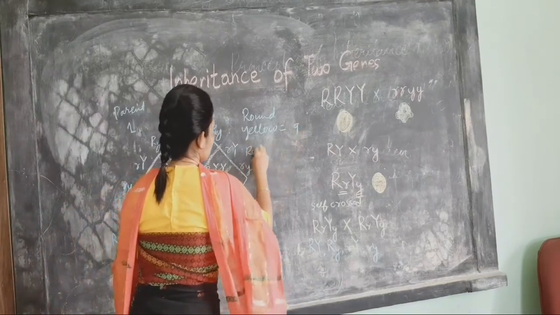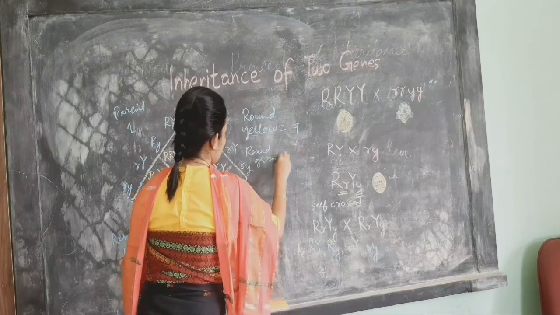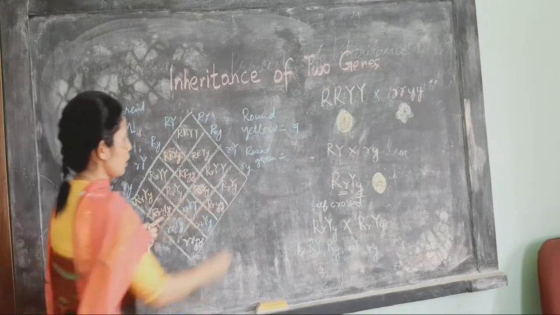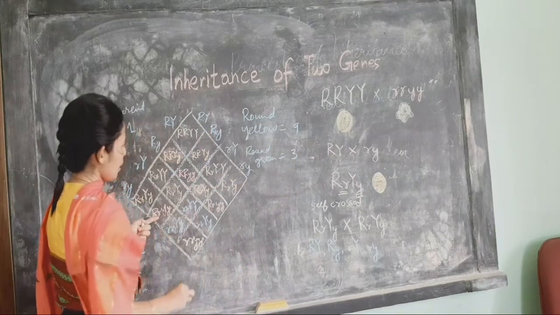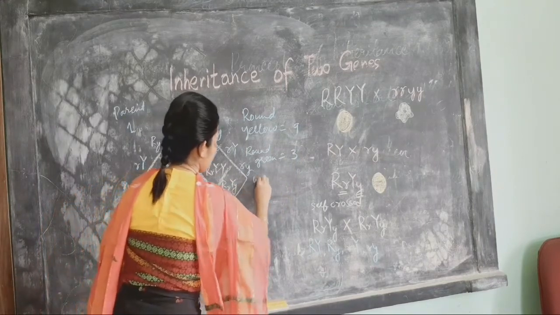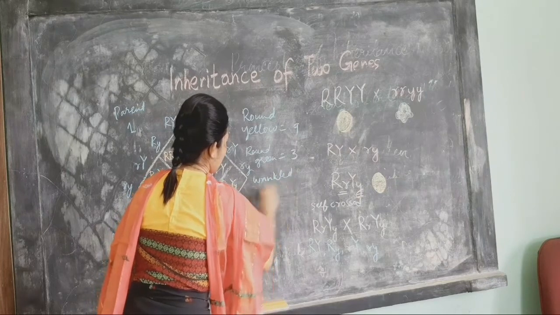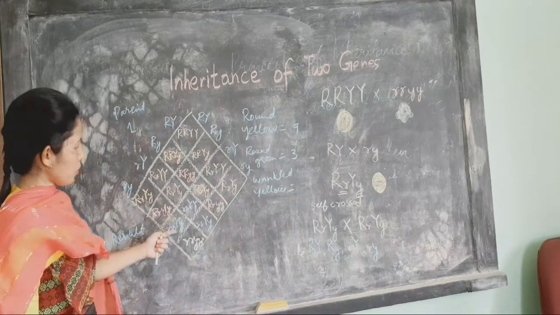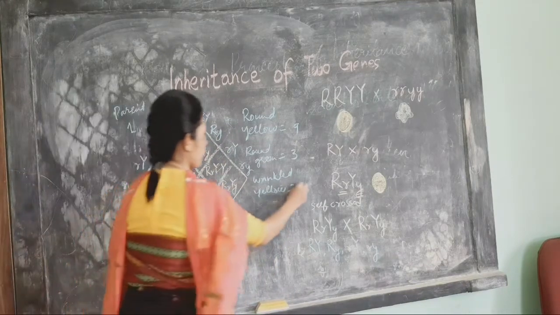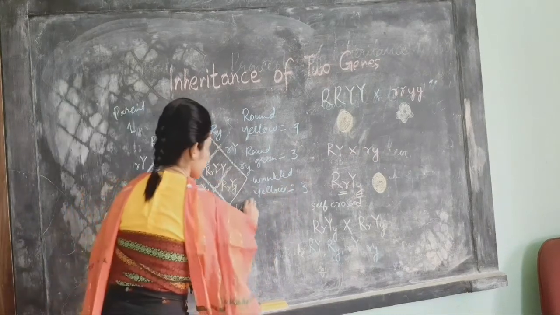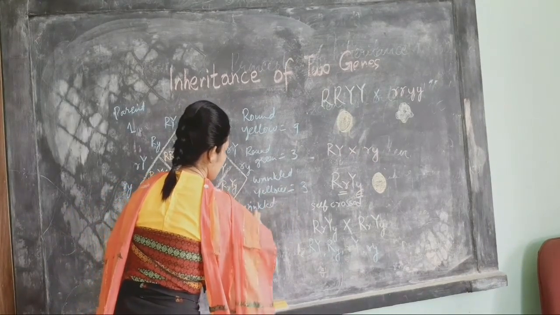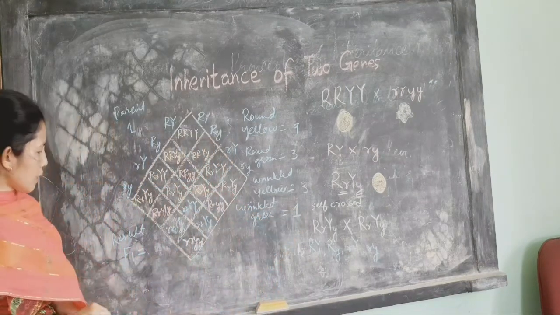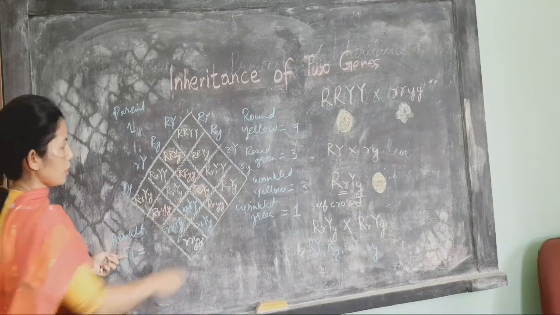And round and green, how many? Round and green, this one, right? 1, 2, 3. Round and green 3. Now wrinkle and yellow, how many are there? Wrinkle and yellow, with blue color we wrote it. 1, 2, 3. Now wrinkle and green, in the ratio only 1. So finally we get the result of the F1 generation: 9:3:3:1.